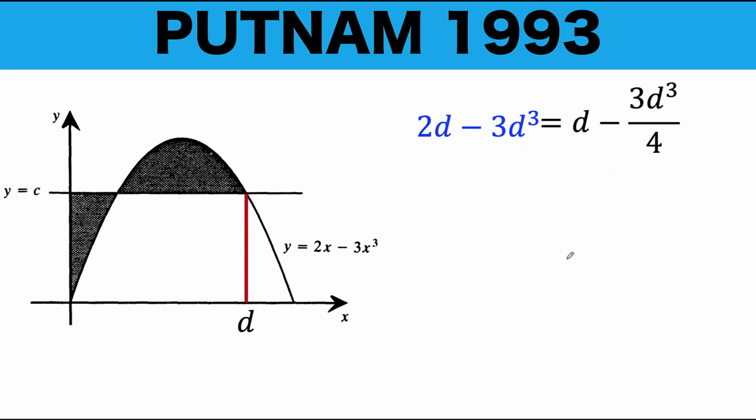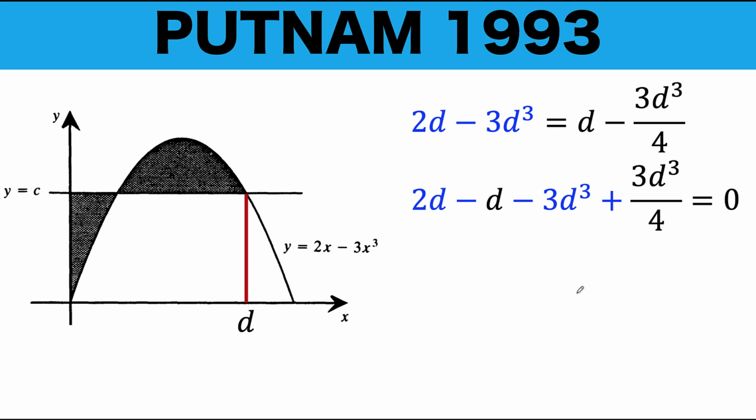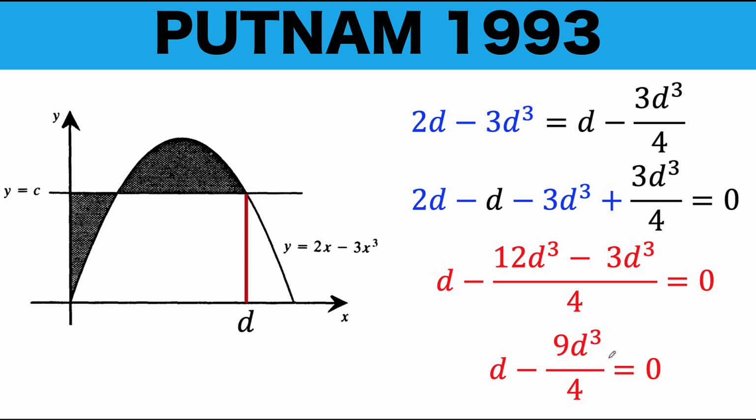Solving these two equations simultaneously, we can combine like terms. So 2d minus d is 1d. Negative 3d cubed plus 3d cubed over 4 is simplified like this. The LCD is 4. So 4 divided by 1 times 3 is 12, copy d cubed. 4 divided by 4 is 1 times 3 is 3, copy d cubed. Then let's be careful with the sign. When you distribute the sign, you still get minus and plus. Then 12d cubed minus 3d cubed is 9d cubed, copy all the rest.